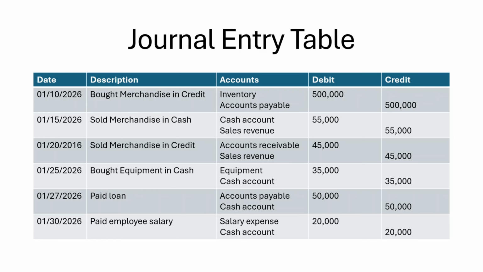And as we saw in the previous identification of the accounts affected, we identified that for the first transaction, inventory increased by 500,000 and the accounts payable increased by 500,000, which is credited.